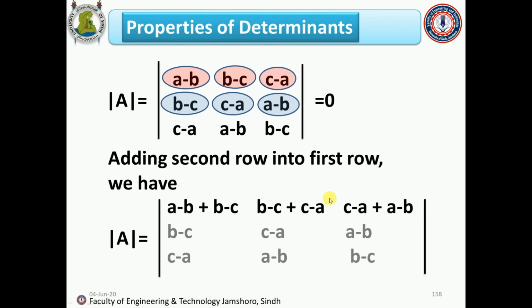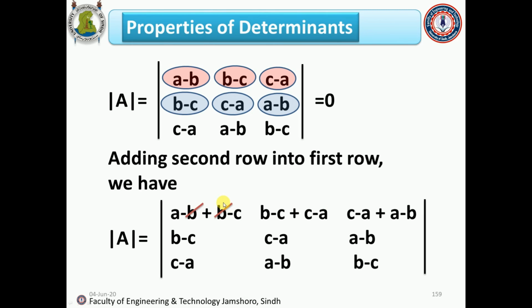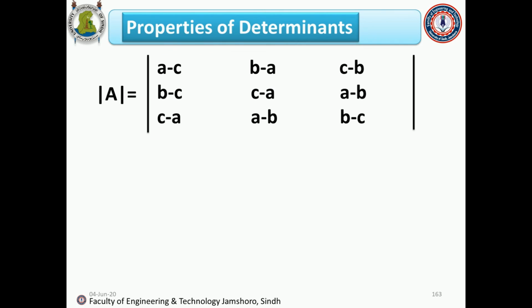Furthermore, you see that minus B and plus B are cancelling each other, so now it will become A minus C, okay? And if you observe here as well, minus C and plus C are cancelling each other, so the value will be B minus A. And here A minus A and plus A are cancelling each other as well, and the remaining term is C minus B.